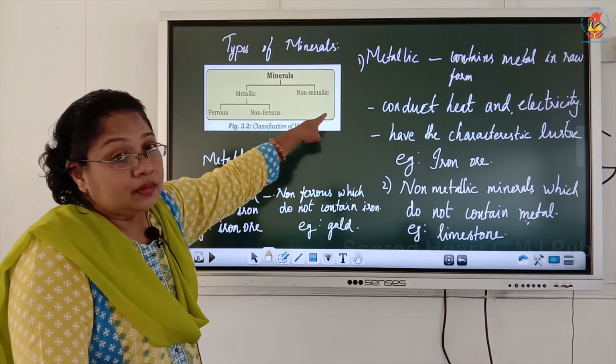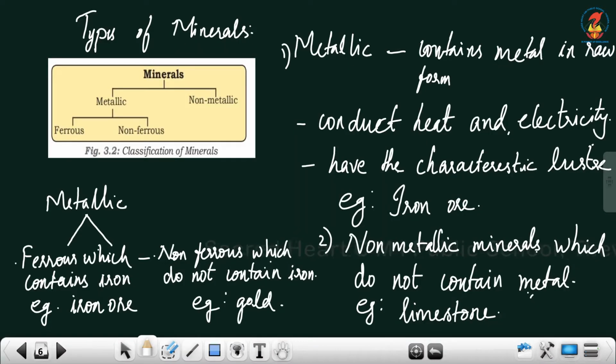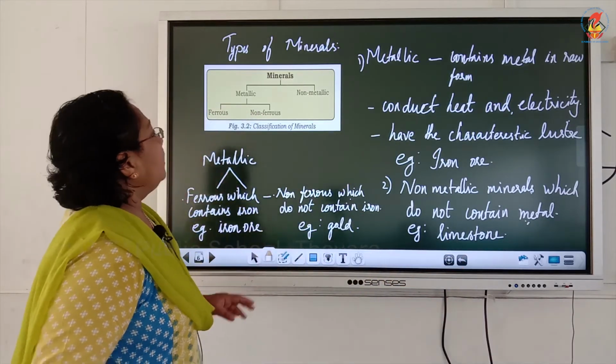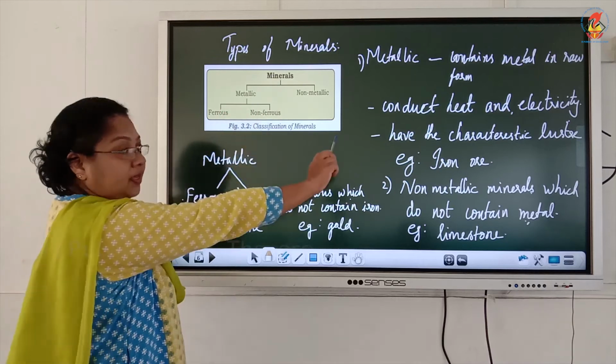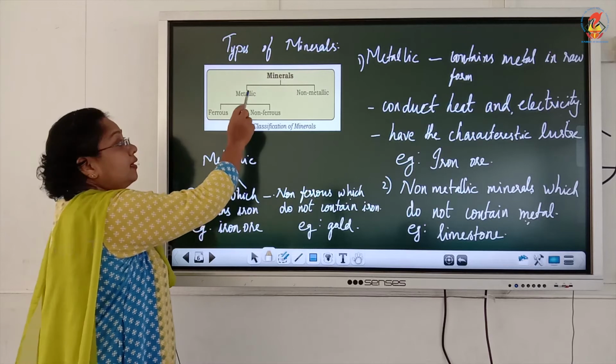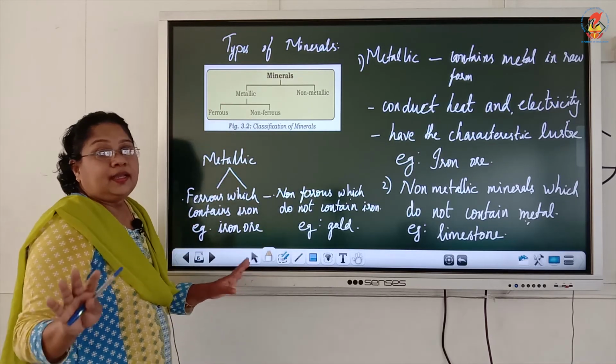Okay. Coming back to the classification, the second classification of mineral is non-metallic. What does it mean? There is no metal. Non-metallic mineral means it does not contain metal in it. For example, limestone, etc. So again, the wide classification of mineral is into metallic and non-metallic. Metallic minerals contain metal in the raw form. Non-metallic minerals do not contain metal.